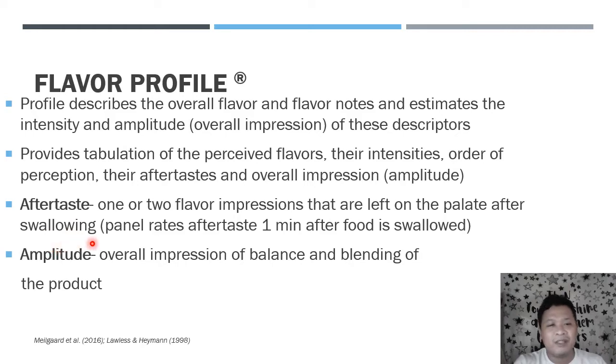Amplitude, it's a bit hard to explain this one. It's the overall impression of balance of blending. So I'll just give examples. So heavy cream, for example, when it has been whipped, has low amplitude. But when you add sugar, it has higher amplitude. And when you add vanilla essence on top of that, it has a higher amplitude still. So, for example, if you like tea, tea in itself has low amplitude. Adding milk increases the amplitude, and adding pearls increases the amplitude even more.